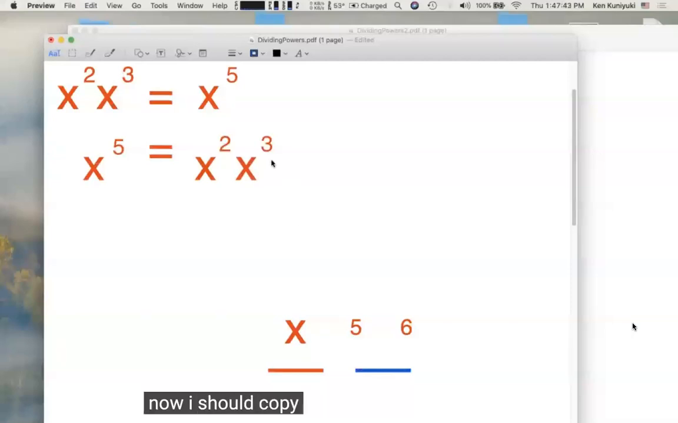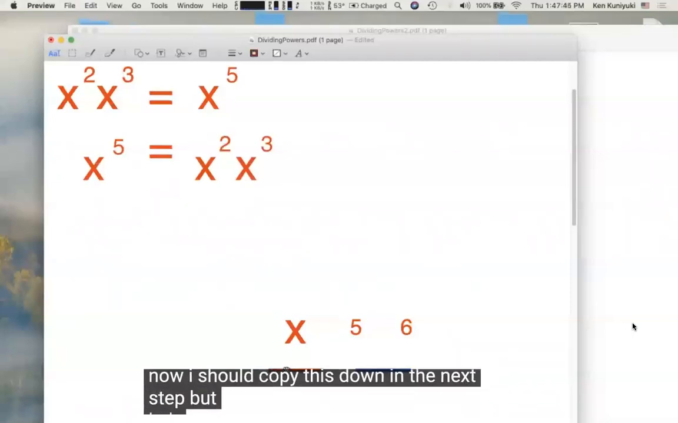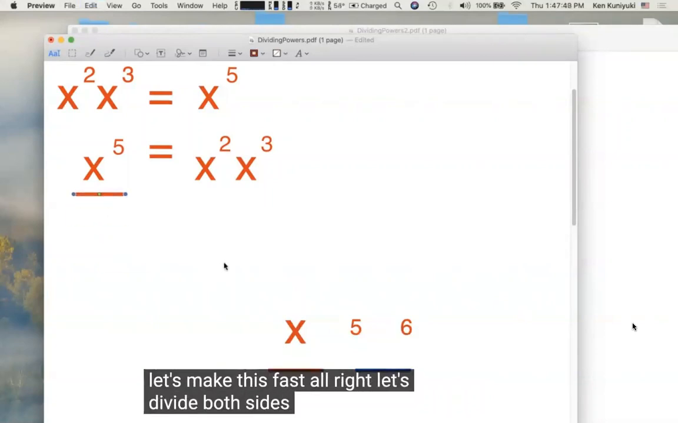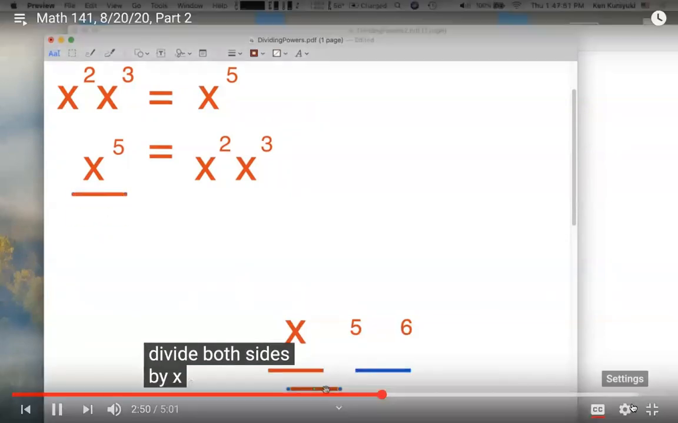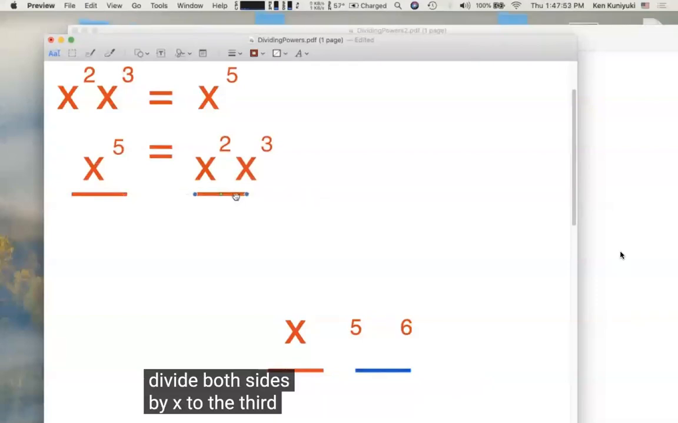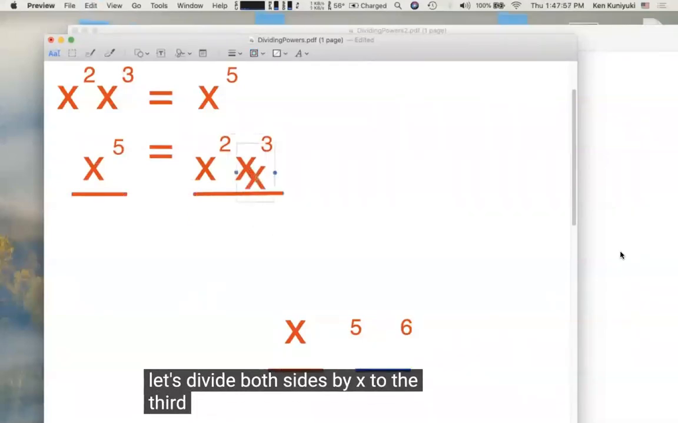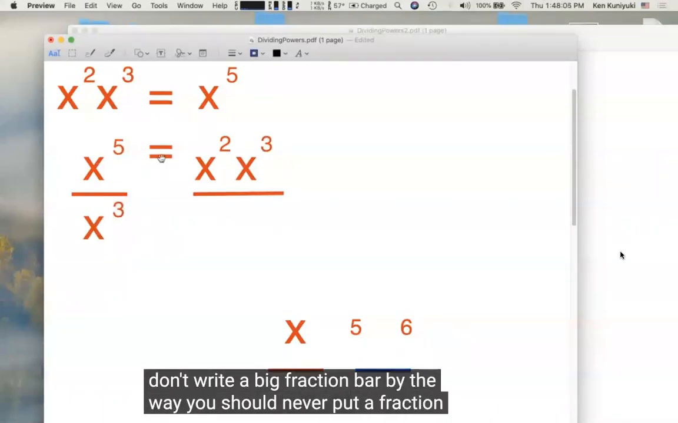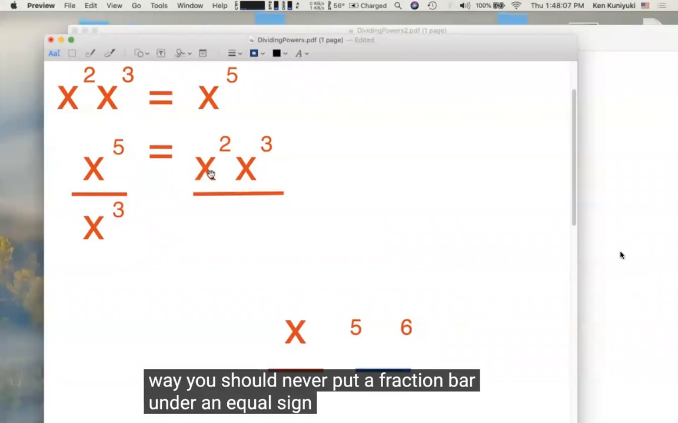Now, I should copy this down in the next step, but let's make this fast. All right, let's divide both sides by x to the third. Don't write a big fraction bar, by the way. You should never put a fraction bar under an equal sign.